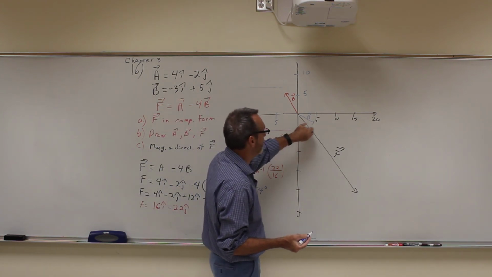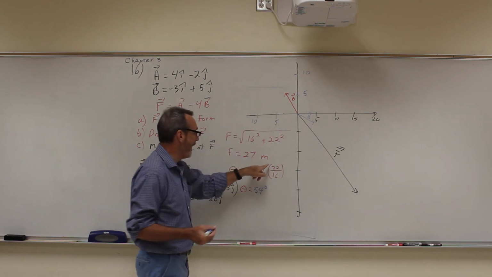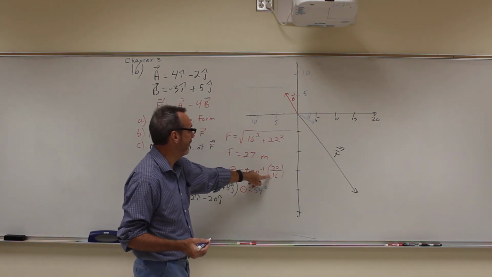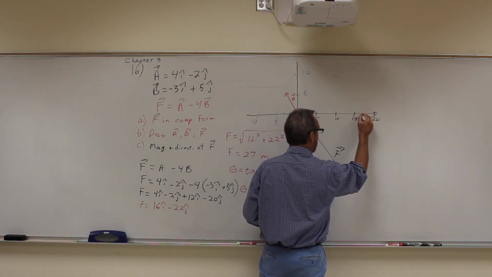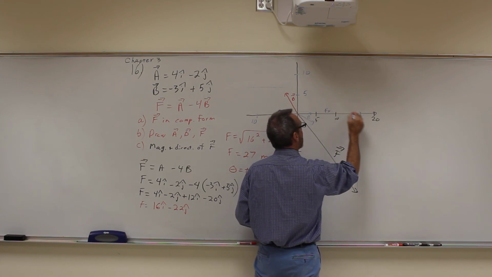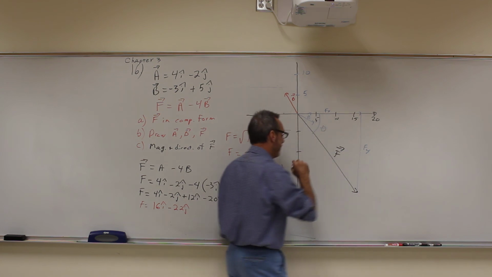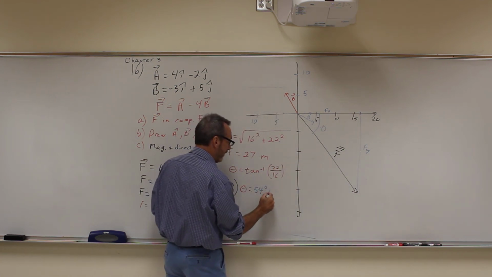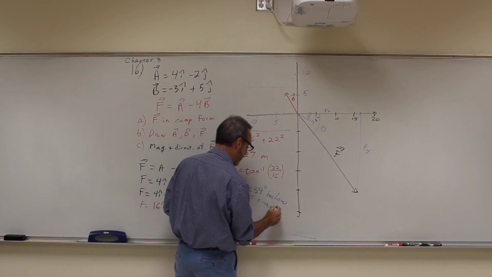Well, what I did is I made the y the opposite side, right? So in the y direction, the 22 is opposite. 16 is adjacent. I made a triangle like this. So the x component is adjacent and the y component is opposite, so I figured out this angle here. So I would say 54 degrees below the positive x-axis.